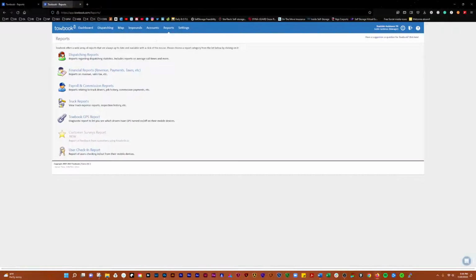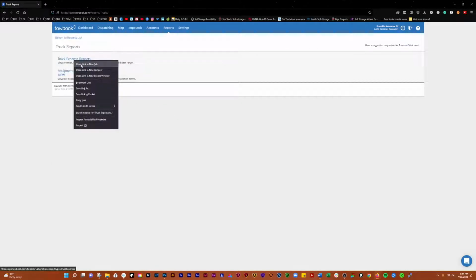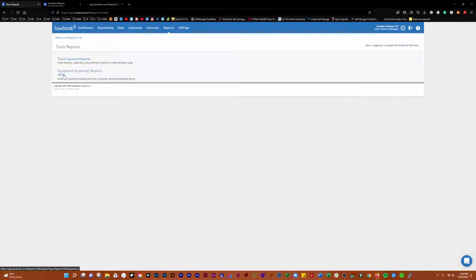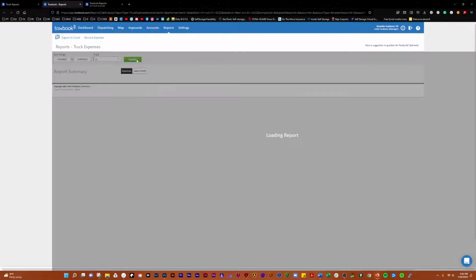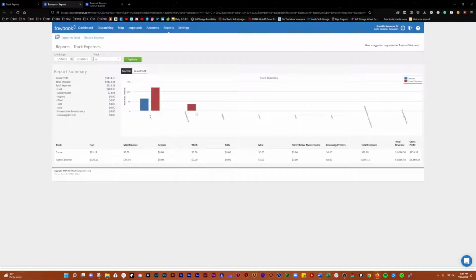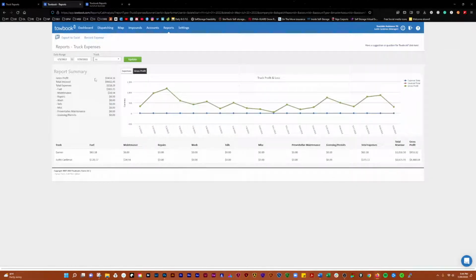And then you go back to your reports here and you can go for truck reports, truck expense report, equipment inspection reports. So you can go truck expenses and click your date range and see what your expenses were for that time. This calculates gross profit based off of the amount of money that you earned during that time and what your expenses were. That's not up to date either. Do not follow my example.